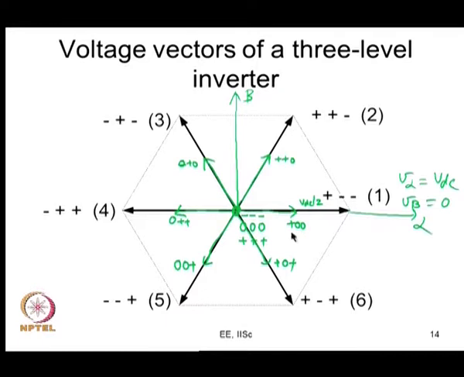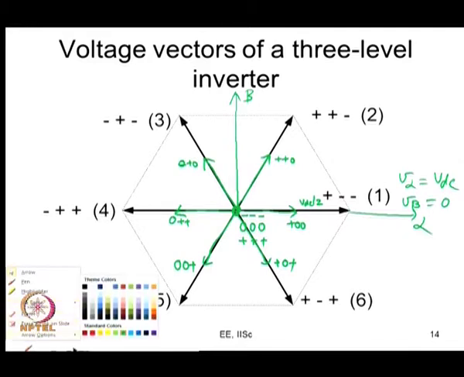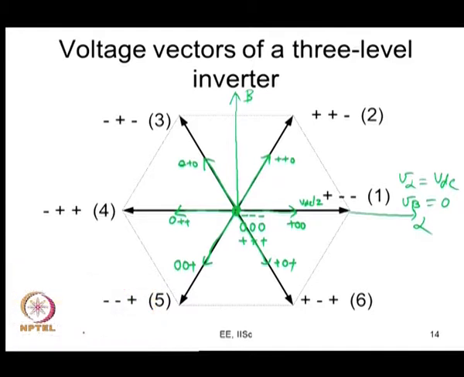What is the line to line voltage? It is VRY is plus VDC by 2, VYB is 0, VBR is minus VDC by 2. You can achieve the same thing if, for example, you use 0 minus minus. So here again VRY will be plus VDC by 2, VYB will be 0 and VBR will be minus VDC by 2. So they will result in the same set of 3 phase line to line voltages, and therefore the 3 phase line to neutral voltages on the load, again therefore, the same voltage vector.